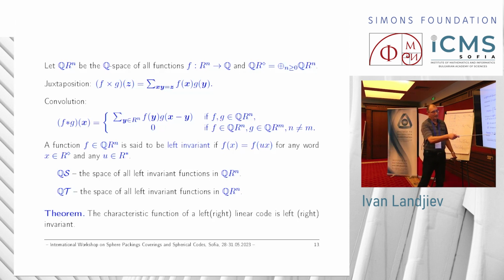And this is easily proved. The characteristic function of the left linear code is left invariant, and the right linear code is right invariant.